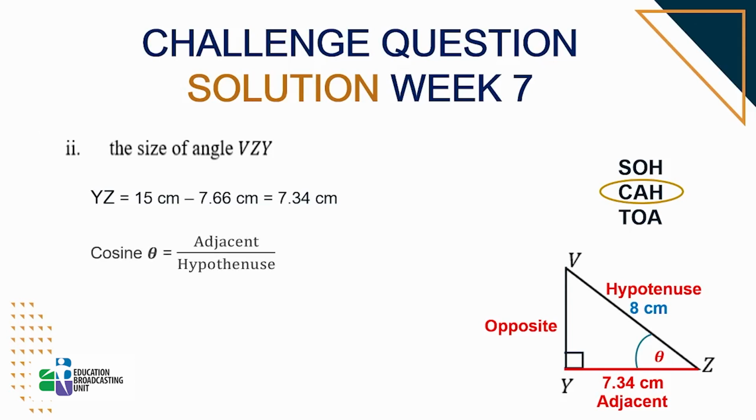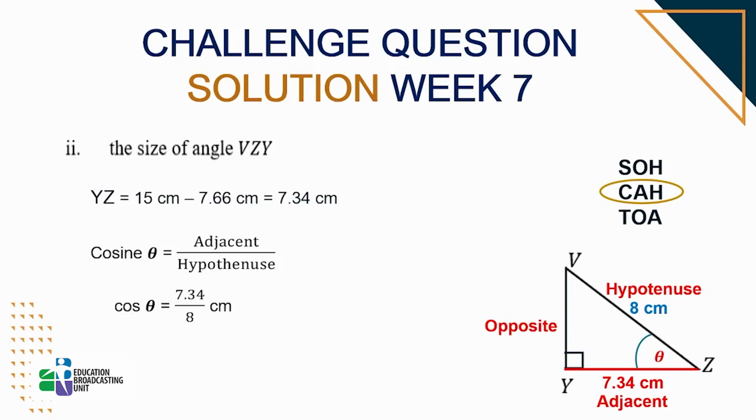And so we just remind ourselves of the ratio, and we are going to substitute in the values. So theta will remain because we don't have that value yet, but our adjacent is going to be 7.34, and our hypotenuse is going to be 8 centimeters. And so we will show our division, just substituting in the values.